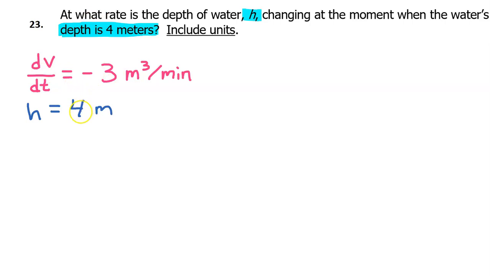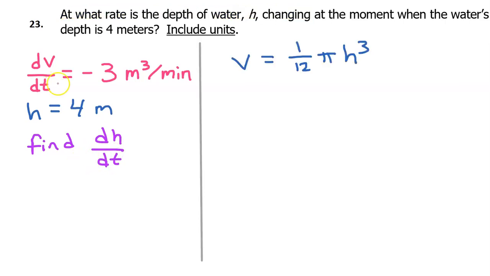So these are the facts that we know. Now let's add on what we are looking for. At what rate is the depth of the water, h, changing? So we are looking for the rate of change of h. In other words, we need to find dh/dt. Looking at the variables in our inventory, I see that we need a relationship connecting volume and height. Let's use the simplified formula for volume that we found in problem number 22. Volume is equal to 1/12 pi h cubed.